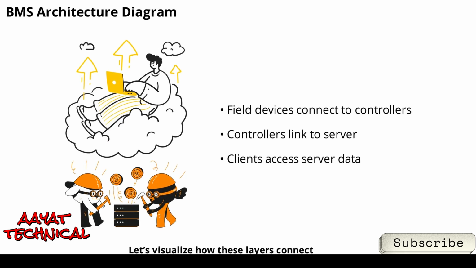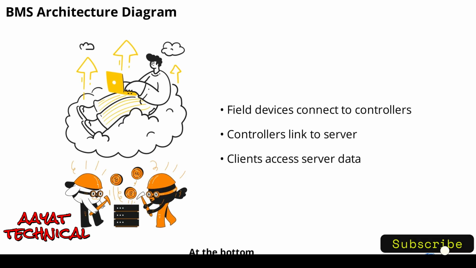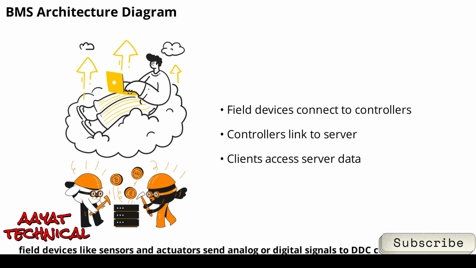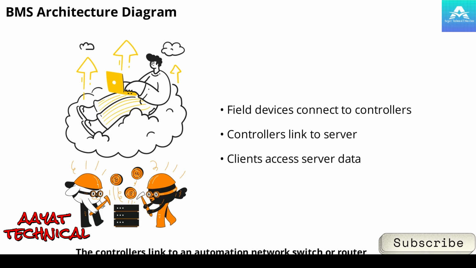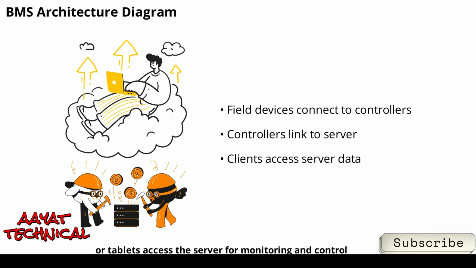Let's visualize how these layers connect. At the bottom, field devices like sensors and actuators send analog or digital signals to DDC controllers. These controllers communicate over networks, such as RS-485 or Ethernet, often using BACnet or Modbus protocols. The controllers link to an automation network switch or router, which then connects to the BMS server. Finally, client PCs, laptops, or tablets access the server for monitoring and control. This architecture ensures seamless data flow from the physical environment up to the operator's screen.